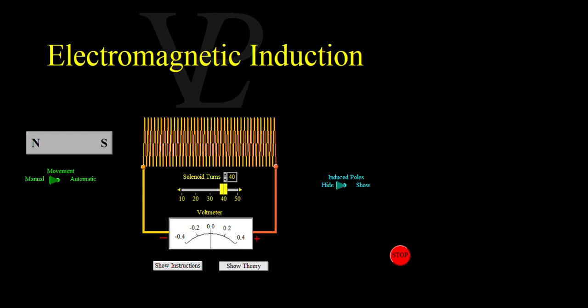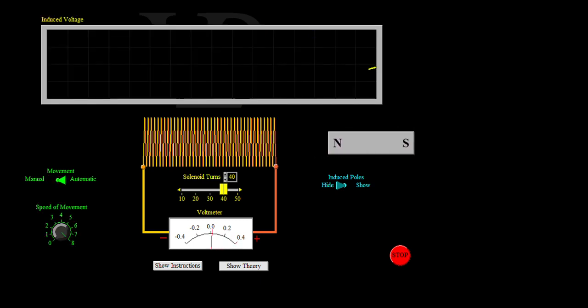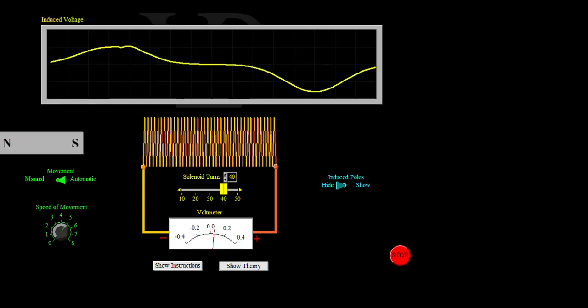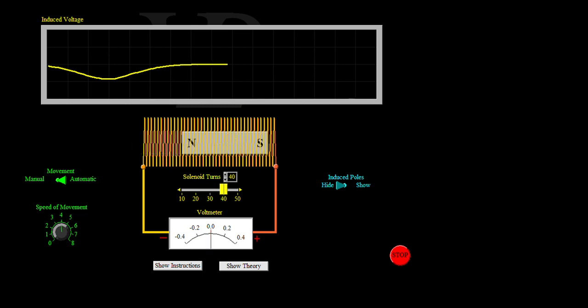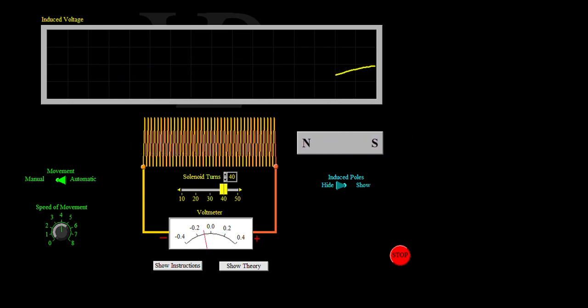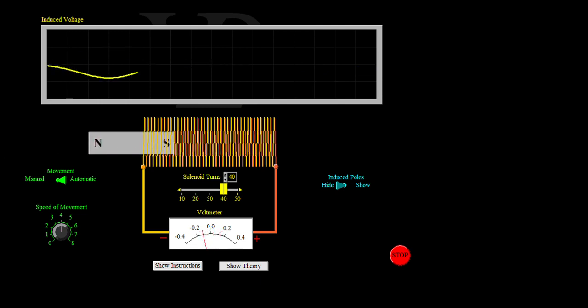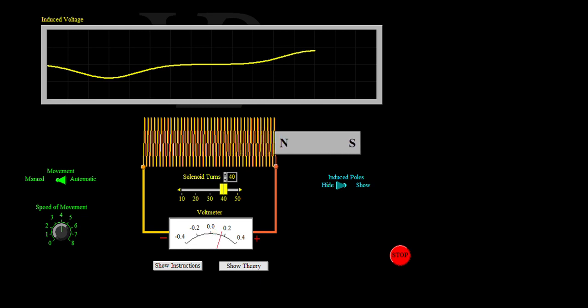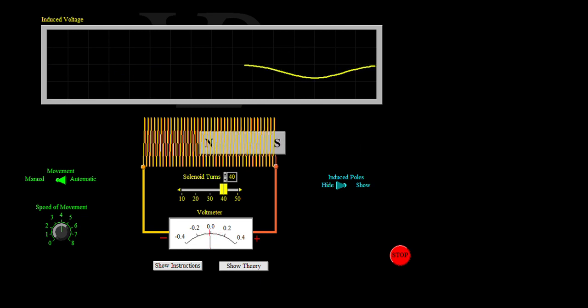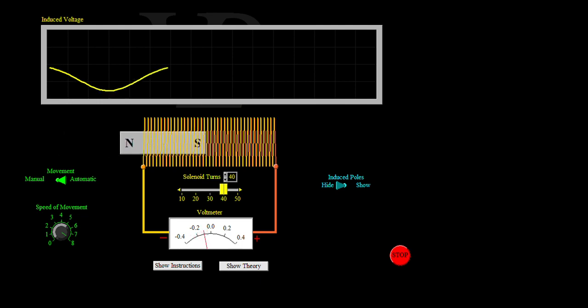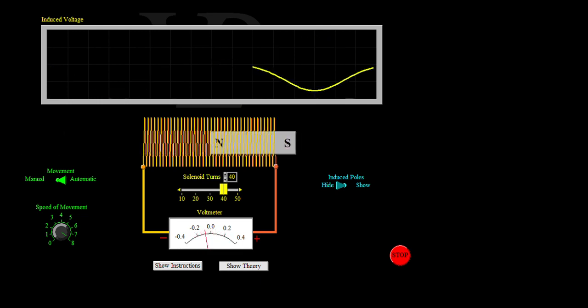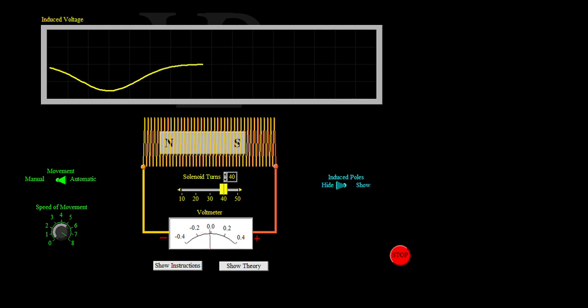Notice also then that if we vary the speed of the magnet, so let's go automatic again. If we have a speed of 4 units, see the maximum deflection is about 1.5 plus or minus. If we go for 8, it's about 0.3 plus or minus.